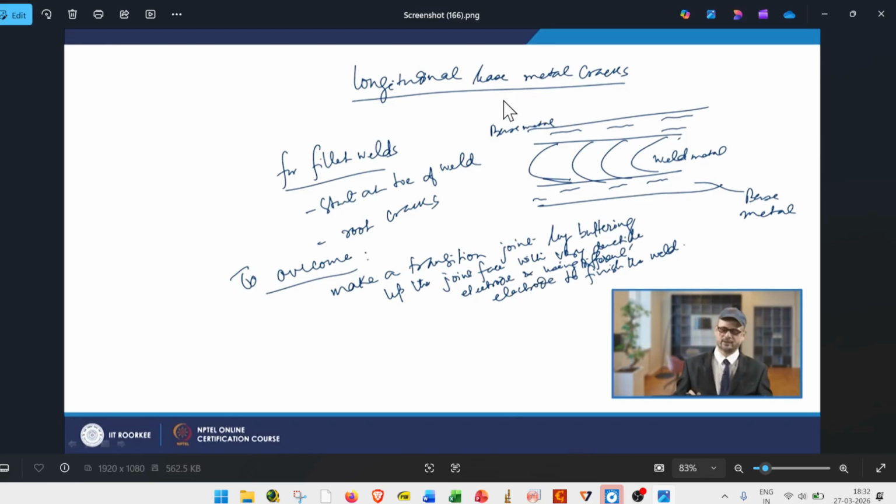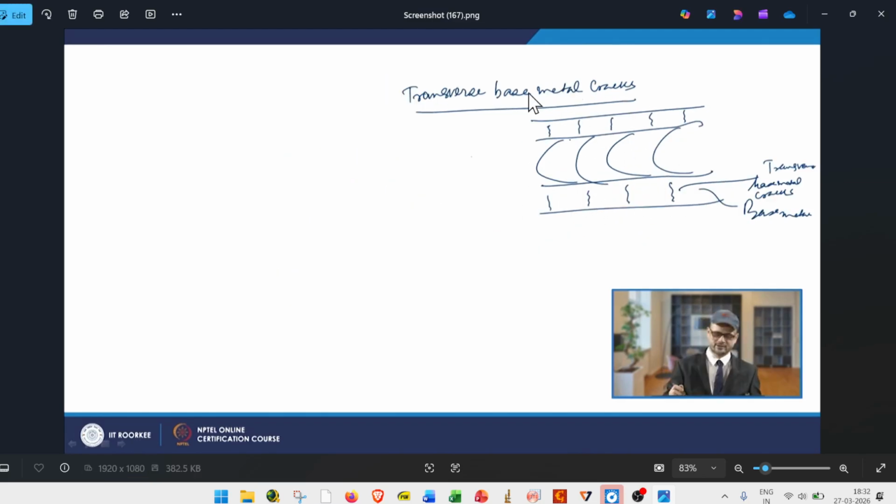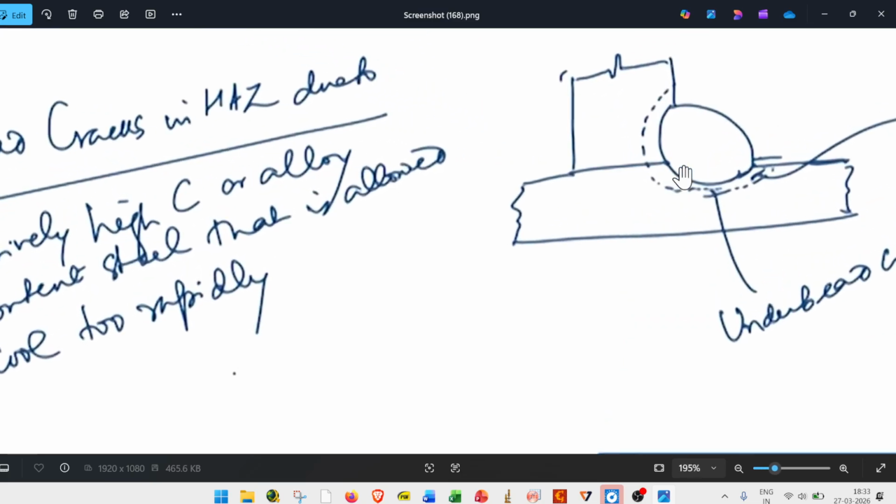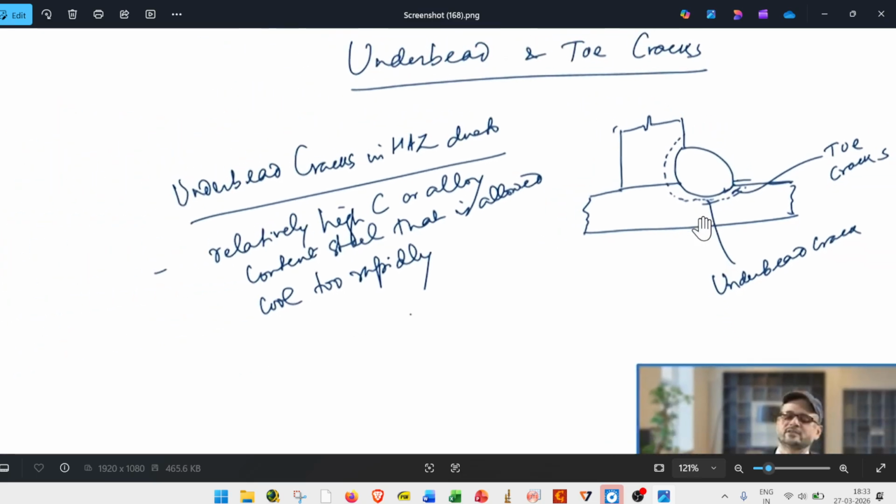Longitudinal base metal cracking runs in the longitudinal direction to the weld bead, but the cracks appear in the base metal region. Similarly, transverse base metal cracking happens perpendicular to the weld in the base metal region. Underbead means, if you see this pellet welding, this is the weld bead and the crack happens in the base material, but underneath the weld bead. Toe cracking happens at the interface between the weld bead and the base material.